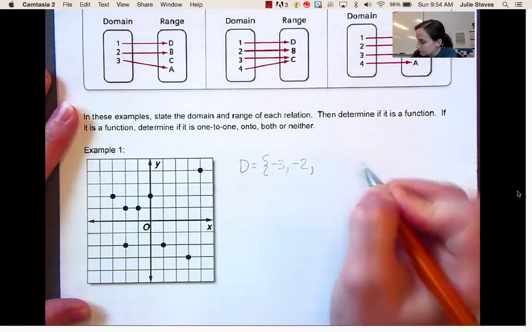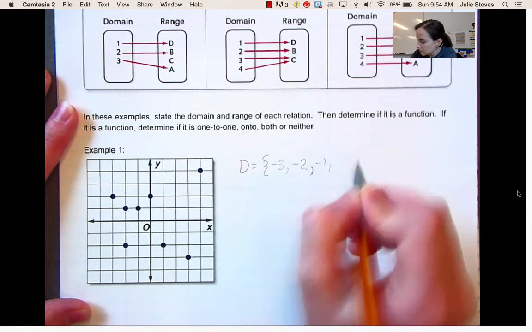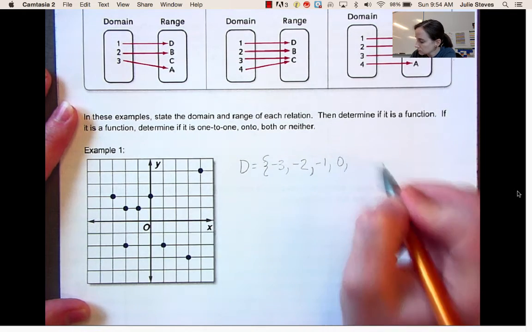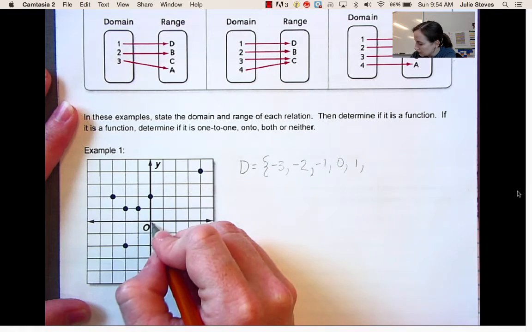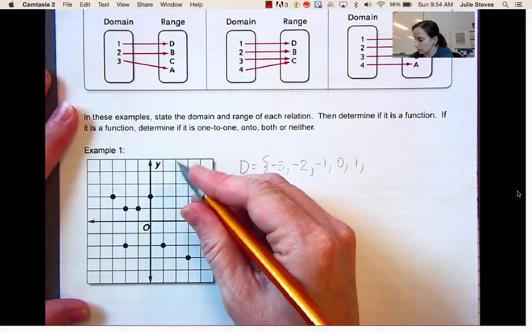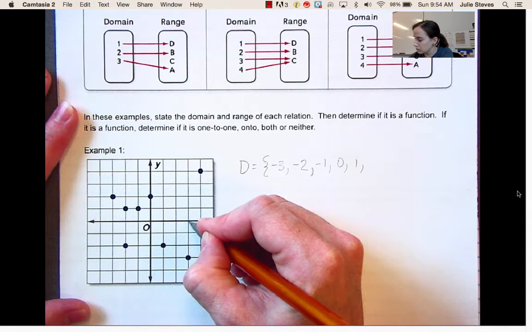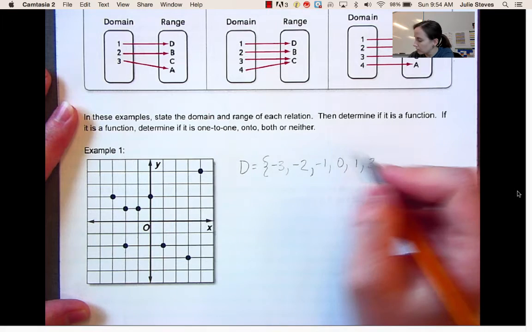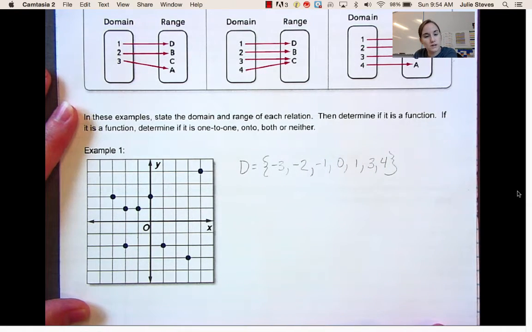Negative 2, negative 1. There is a point at 0 for x. At 1. There is nothing at 2. If you follow up and down the x value for 2, there is nothing. There is one at 3. And there is one at 4. Close the brace. So that's the domain.